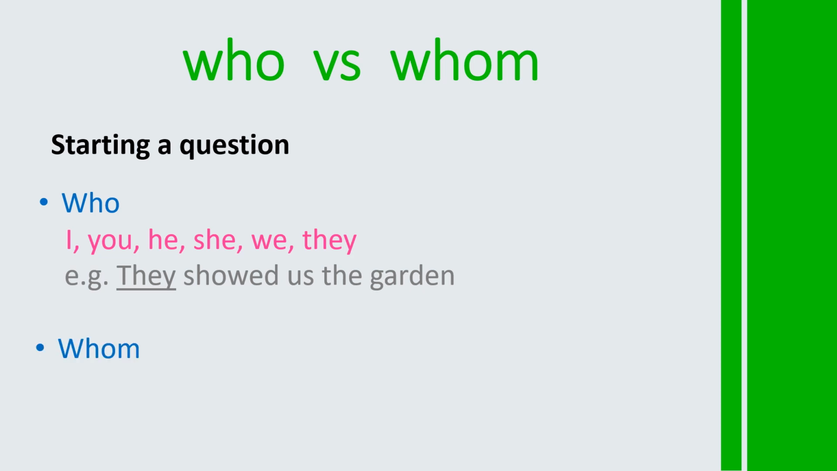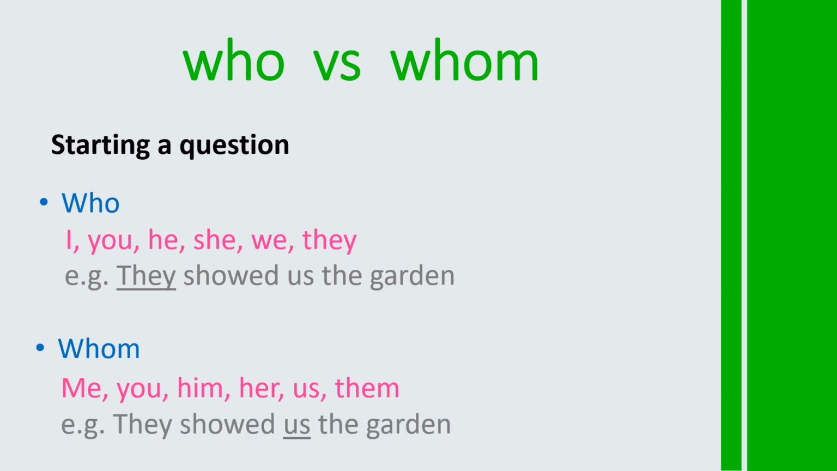Whilst like whom, object pronouns are those you use to describe the recipient of an action, object pronouns being me, you, him, her, us, them. So using the same sentence, they showed us the garden. They is the subject we've talked about, but it's us, which is the object that received the action, that received the showing. So us is the object pronoun, and therefore you need whom.